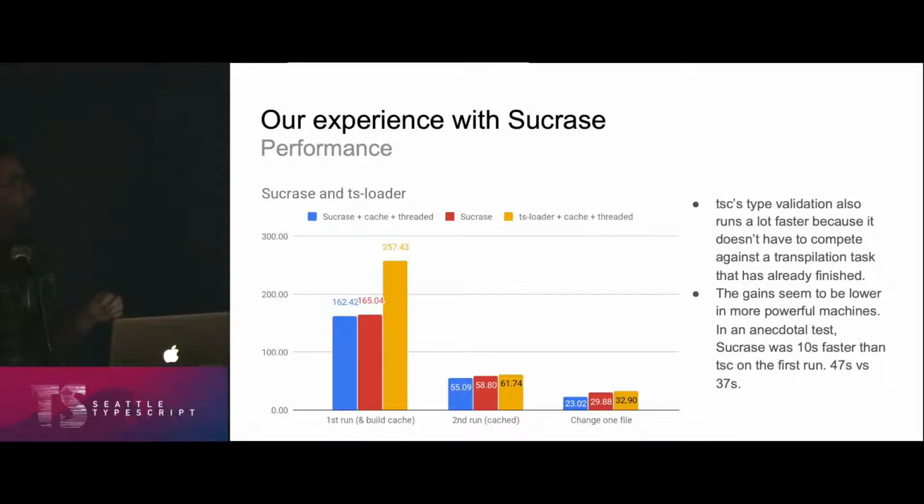What about the colors as well? So the blue one is Sucrase plus cache loader plus thread loader. The red one is Sucrase by itself, no caching, no nothing. And the yellow one is TS loader plus cache plus thread loader, which is what we're using normally or traditionally here.